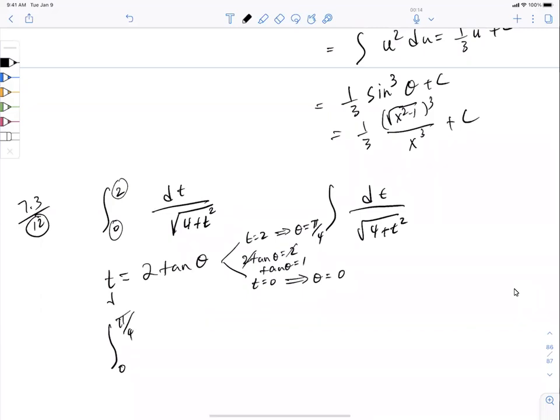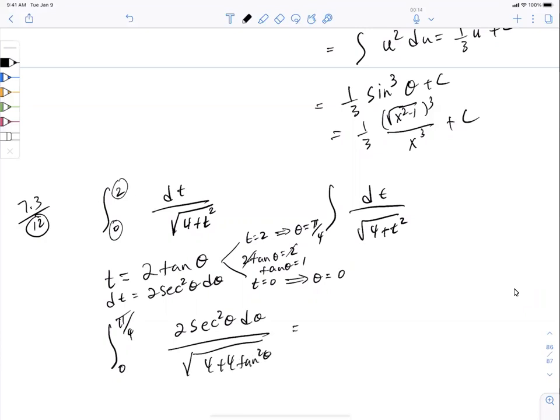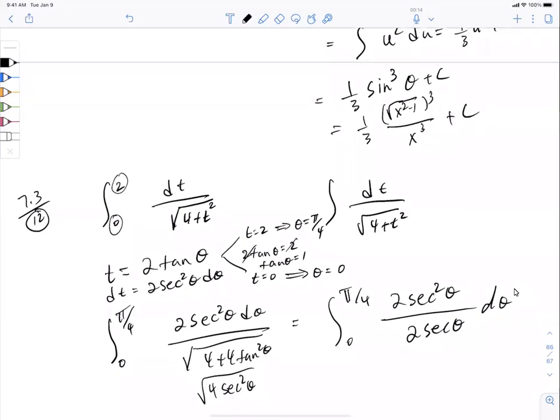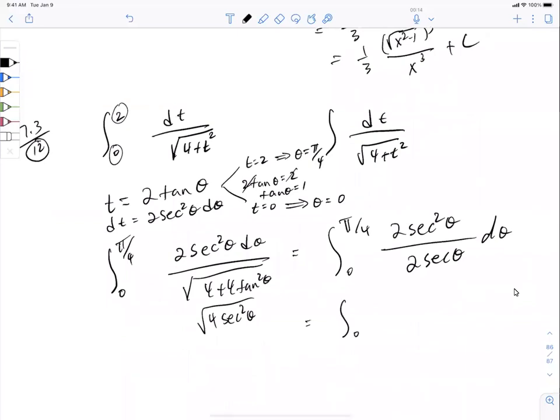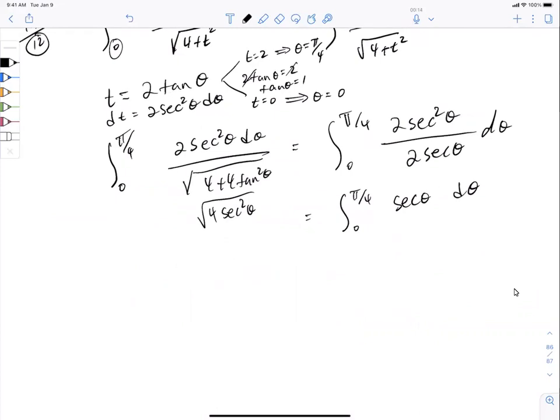If t is 2 tangent theta, dt is 2 secant squared theta d theta. So I get 2 secant squared theta d theta over square root of 4 plus 4 tan squared. Two secant squared on top. 4 plus 4 tangent squared is 4 secant squared. Square root of that is 2 secant. Now you don't have to do this and go back to your reference triangles or anything. You can just go ahead and plug in the values, but let's finish this.